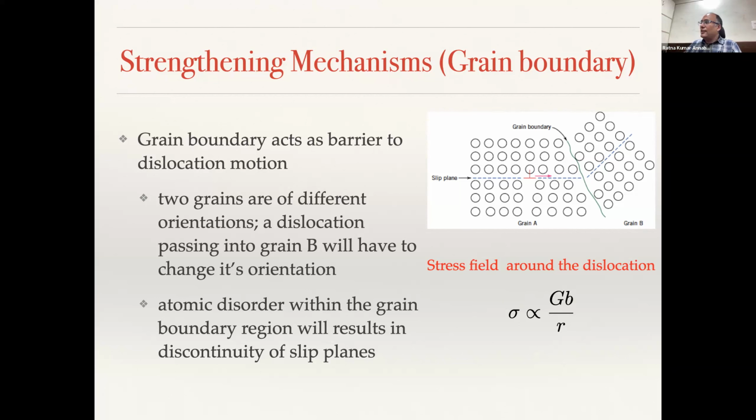That means the material which could yield at a lower stress up to here now requires a higher stress in order to continue the plastic deformation. And that is what we call a strengthening phenomenon. That means the material behaves as if it is stronger than what it was. Is that concept clear to all of you?